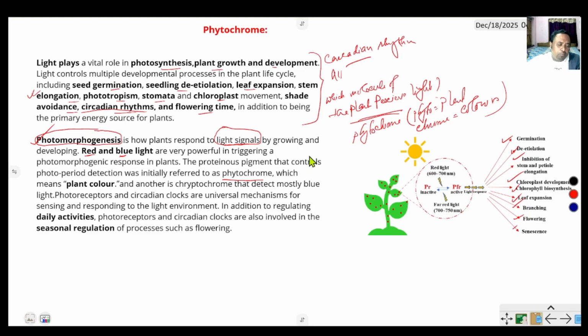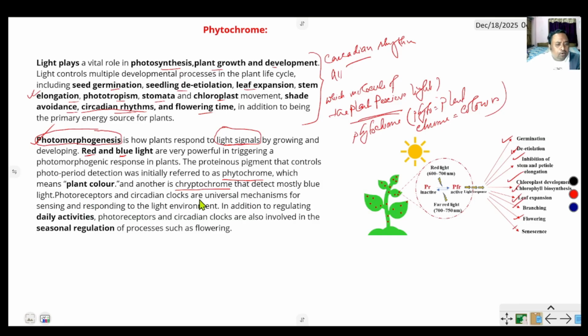All these processes are regulated by the phytochrome pigment. There is another pigment that also controls these processes, called cryptochrome, which detects mostly blue light.